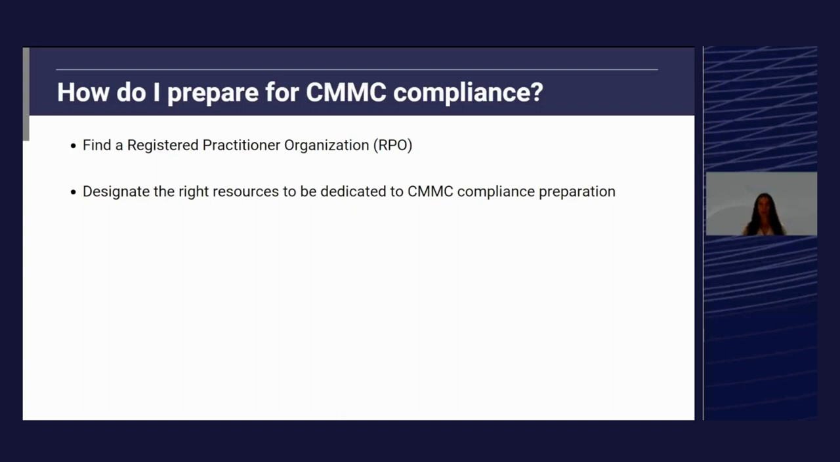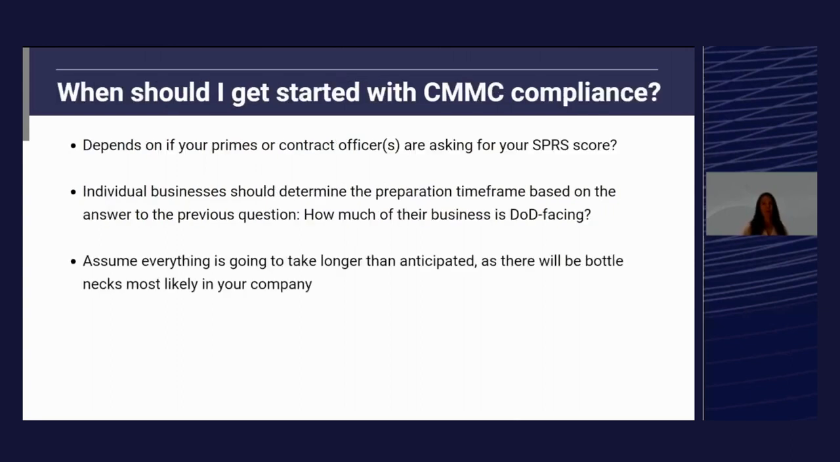And lastly, but most importantly, is an RPO that understood I am a small business. I have a limited amount of resources. I have a limited amount of infrastructure, and I wanted them to be able to help us based off our business size. So once you've selected your RPO, what then? You basically then need to designate the right resources within your company to help you obtain the CMMC compliance.